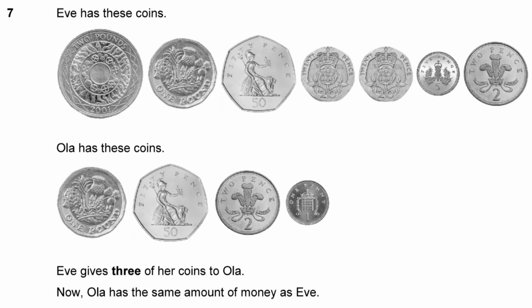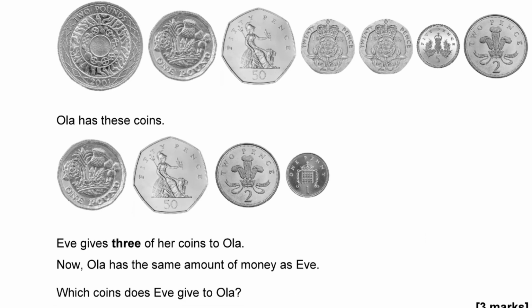Eve gives 3 of her coins to Ola. Now Ola has the same amount of money as Eve. Which coins does Eve give to Ola? Okay, let's see if we can work this out. Let's work out how much they've got each first off then. So Eve is starting with 2 plus 1, which is 3, plus 50p, plus 20, plus 20, plus 5, plus 2. That adds up to 3, 50, 90, 97.